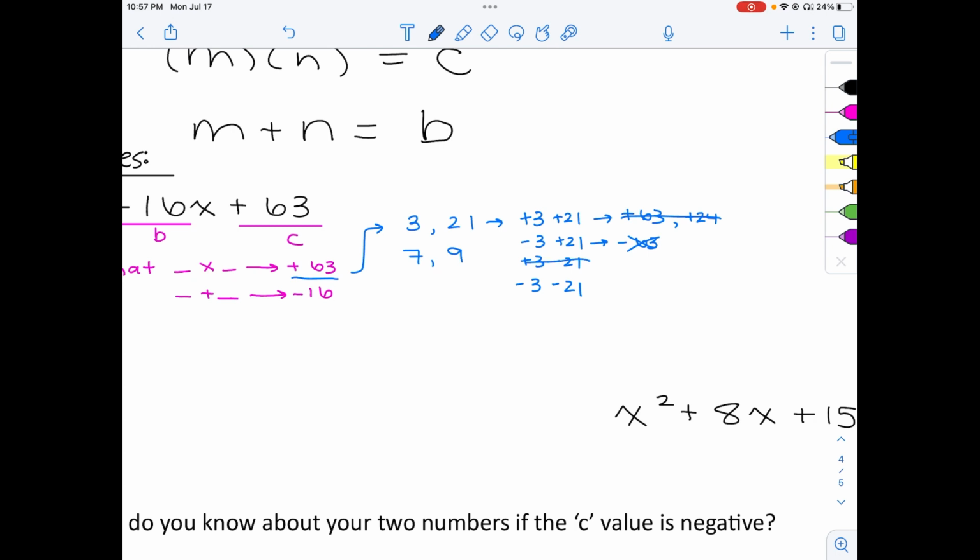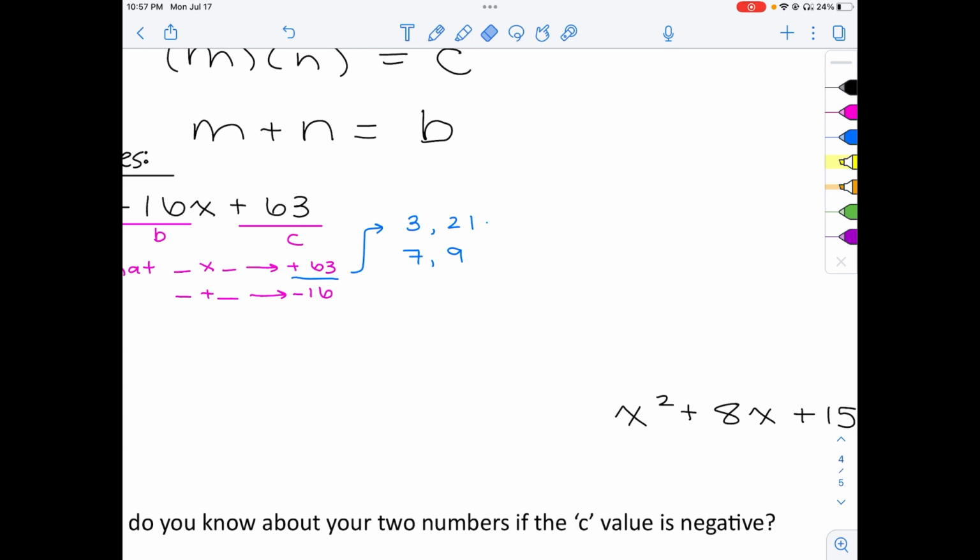Okay, the next option would give me something similar because I have a positive and a negative, so that's not going to work. And then my last one, negative 3 times negative 21 would give me positive 63. But if I added them, negative 3 plus negative 21 would give me negative 24. And again, that's not what I'm looking for. I'm looking for negative 16. Okay, so those options are all scratched. We don't want to use 3 and 21.